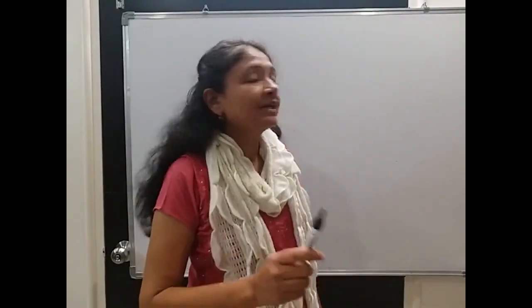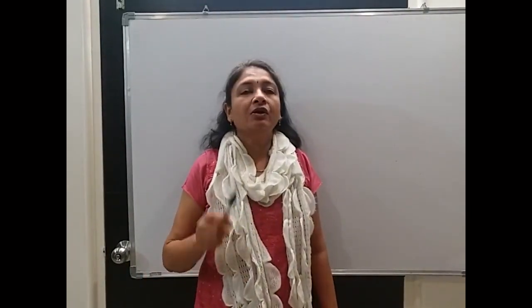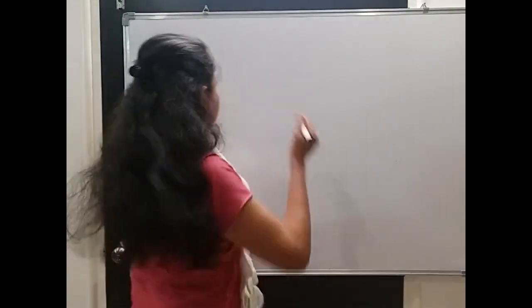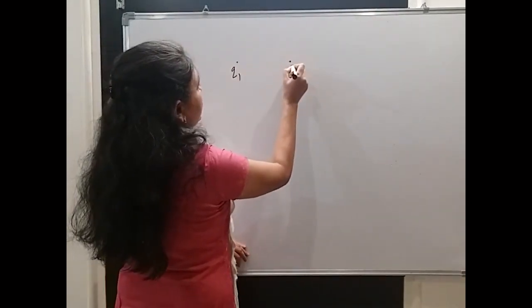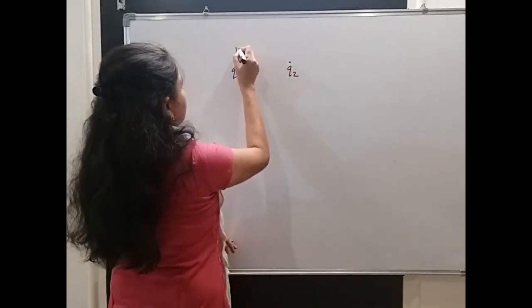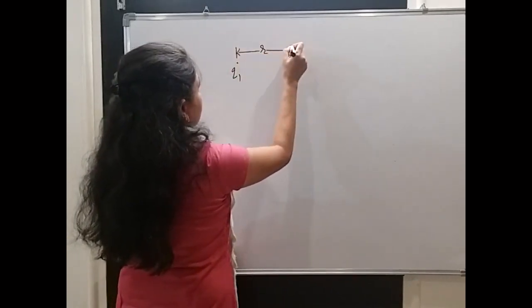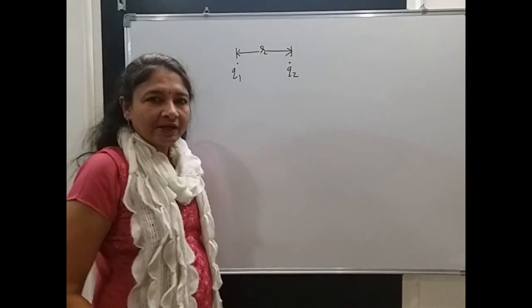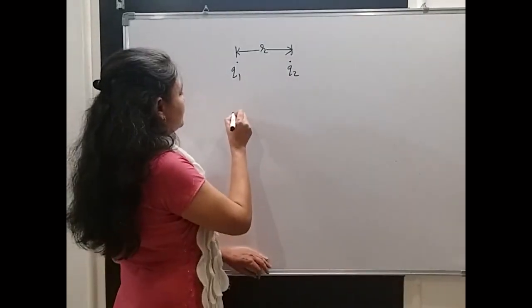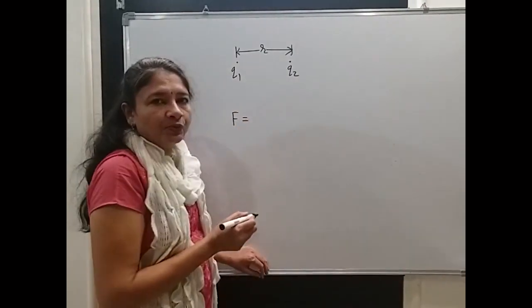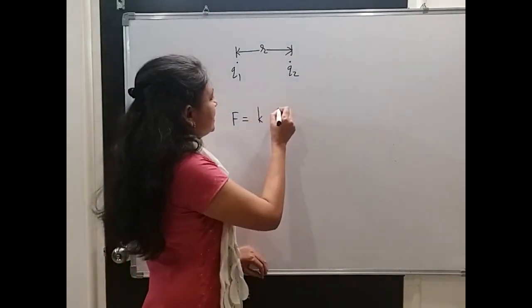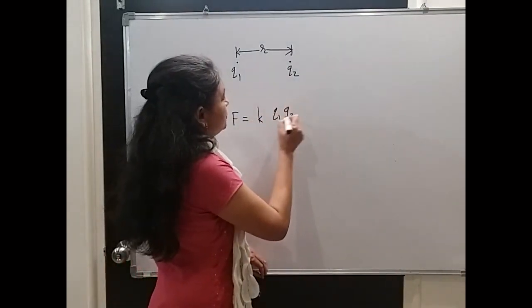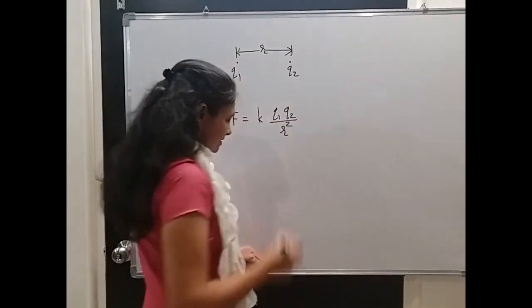Before starting today's lecture, let us recall Coulomb's law. Coulomb's law says that if I have two charges Q1 and Q2 kept in air, separated by distance r, then what is the magnitude of force? Try to recall. Yes, it is F equal to K Q1 Q2 upon r square.